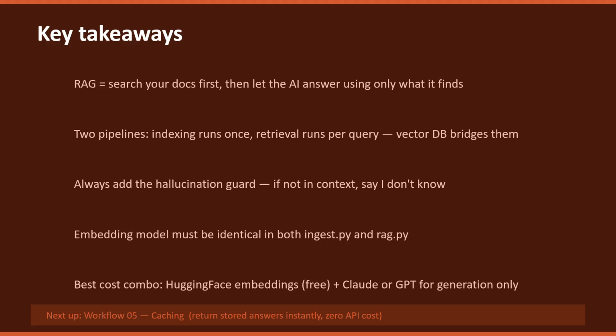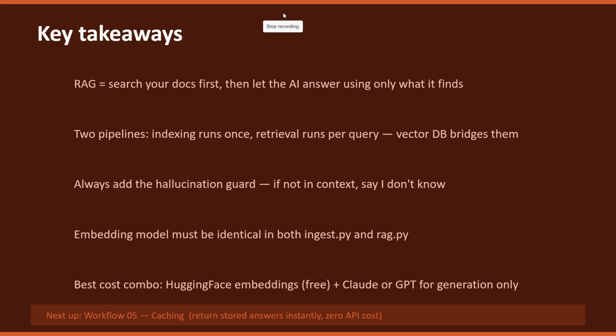The embedding model must be identical in both ingest.py and rag.py. This is the single most common source of broken results. The best cost combination is free Hugging Face embeddings for the search step, plus a paid model like Claude or GPT only for the final answer generation step.